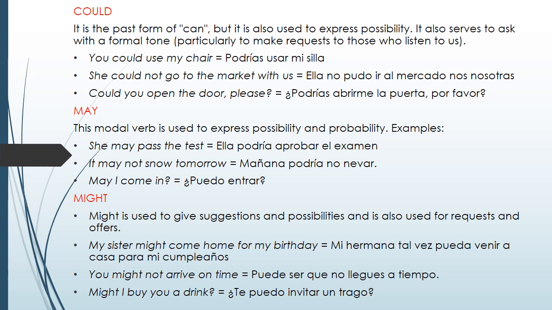Okay, the next modal verb, may. This modal verb is used to express possibility and probability. For example, she may post the text. It may not snow tomorrow, and may I come in? Okay. And the next modal verb, might. Might is used to give suggestions and express possibilities, and is also used for requests and offers. For example, my sister might come home for my birthday. And you might not arrive on time. Might I buy you a drink?